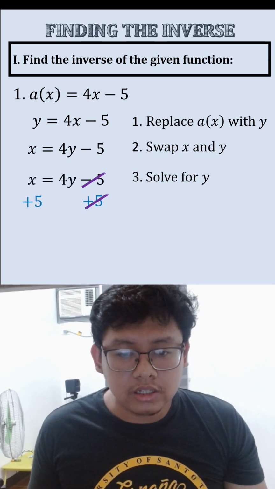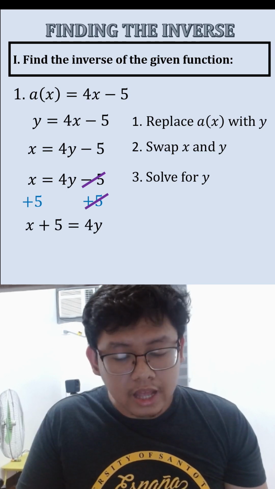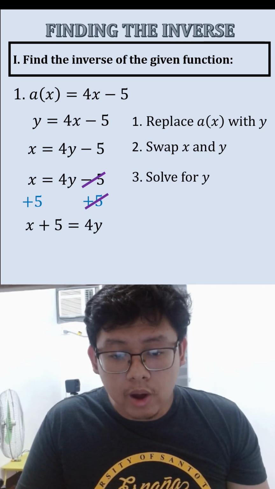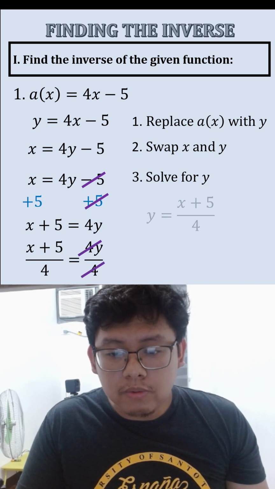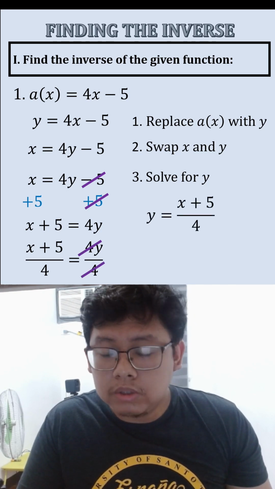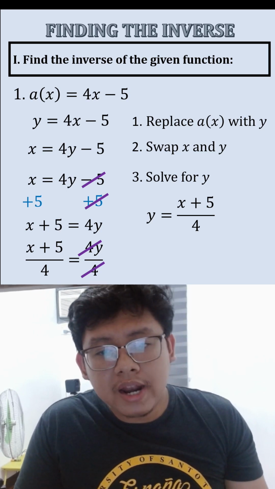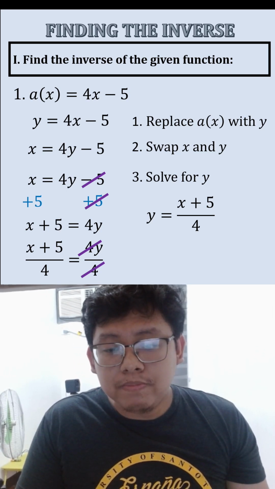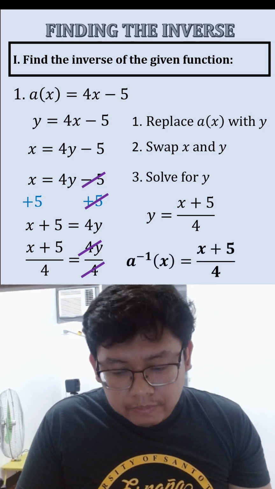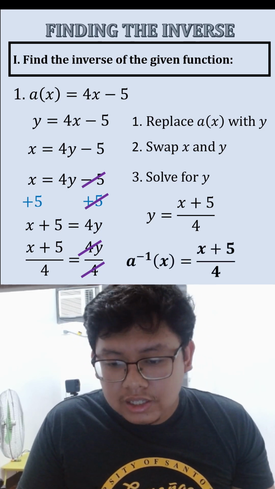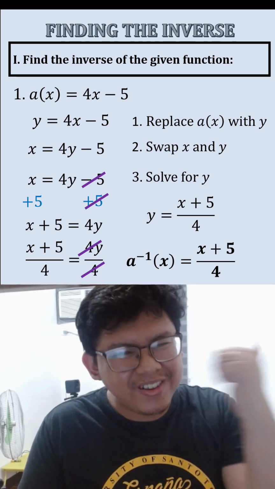So we cancel this, and we will have x plus 5 is equal to 4y. Then we will remove the coefficient of y by dividing both sides by 4. So we can cancel that, and we will have y is equal to x plus 5 all over 4. Then, since y is already isolated, we will now replace it with the inverse notation. So we have the inverse of a of x is equal to x plus 5 all over 4. And that's it. Ta-da!